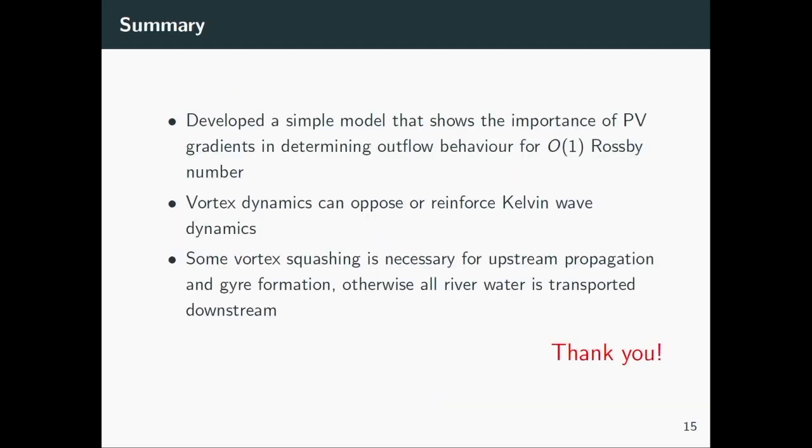Okay, so I'll just leave you with my conclusions: we've developed a simple model that shows the importance of potential vorticity gradients for order 1 Rossby number, and shown that vortex dynamics can either oppose or reinforce the Kelvin wave. And some vortex squashing is necessary for the upstream propagation of river water.